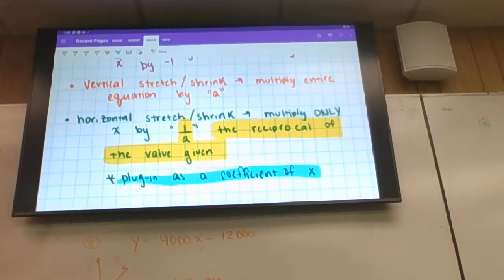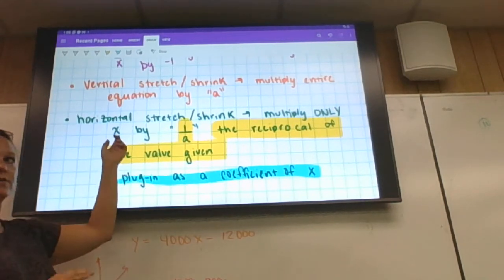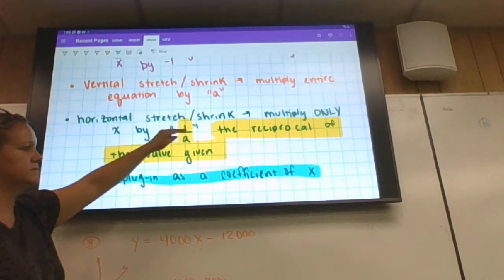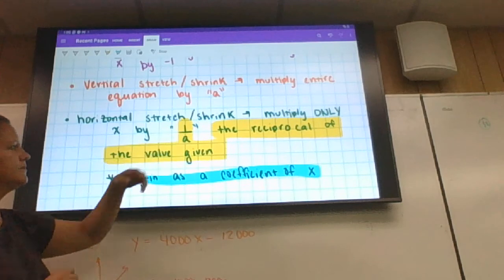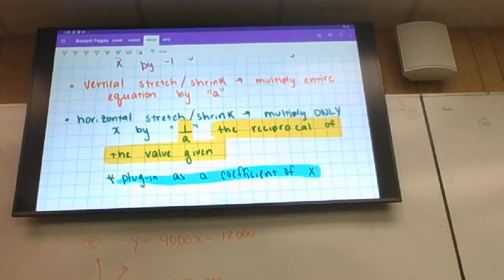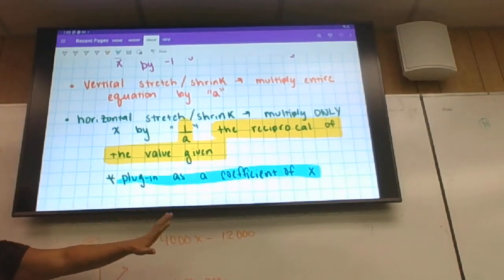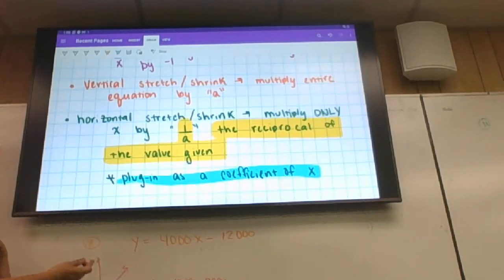If the word says horizontal stretch or horizontal shrink, horizontal is always more complicated. You multiply only the x value, not the whole thing, and you do the reciprocal. You flip it. So for a horizontal stretch or shrink, this part's really important. It goes right to the coefficient of x. It doesn't go to the whole equation, it's the coefficient of x. A lot like the reflection across y.